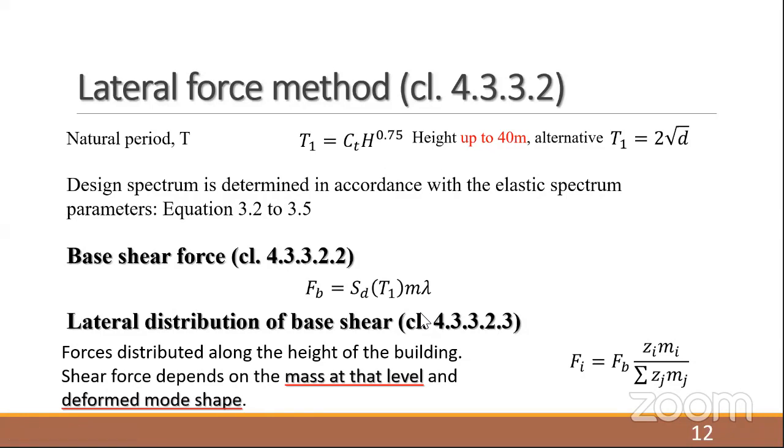Finally, after we have obtained the base shear force, we laterally distribute it upwards so that we can get the amount of force at each floor level. Now, we distribute it depending on two things. One is the mass at that floor level. The code requires us to express the mass in terms of tonnage. So the mass at each floor level will dictate the amount of force transmitted at that point, and also the shape of the deformed mode.